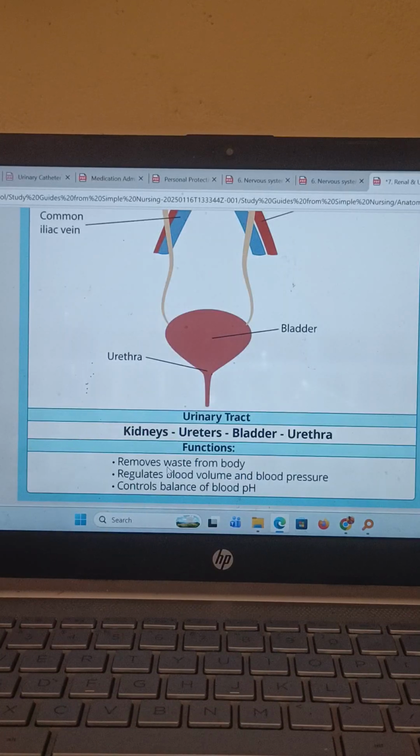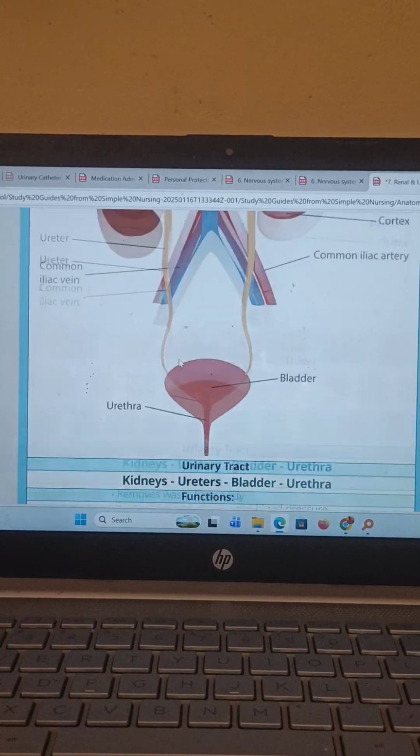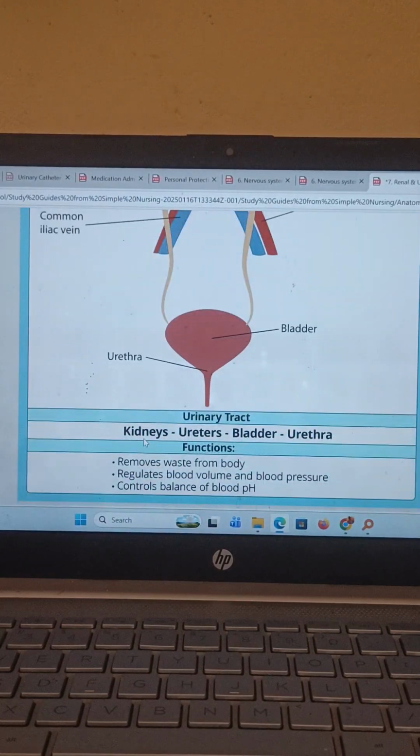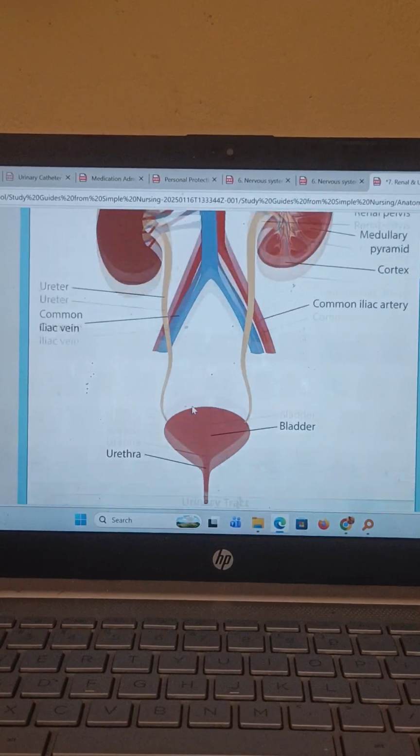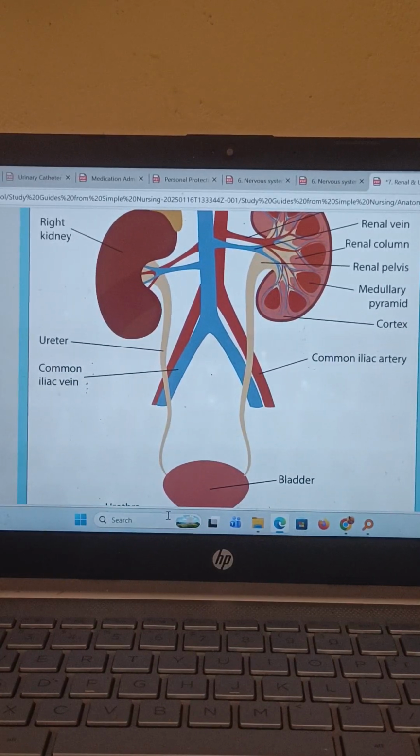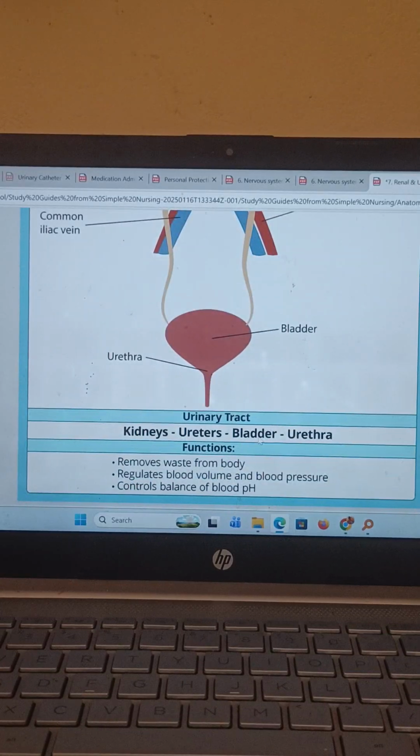The urinary tract is made up of the kidney, ureters, bladder, and the urethra. It's always the four main things. We've talked of the kidney, which is here. We've talked of the ureters, which are linked between the bladder and the kidneys. These are the ureters. Then we have the bladder itself over here. Then finally we have the urethra.